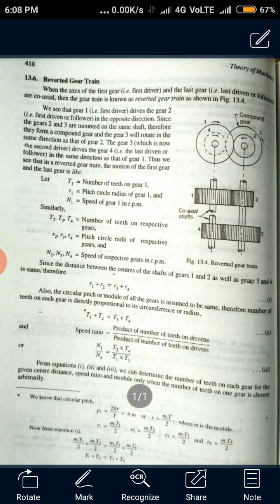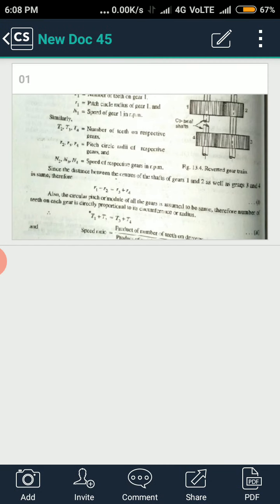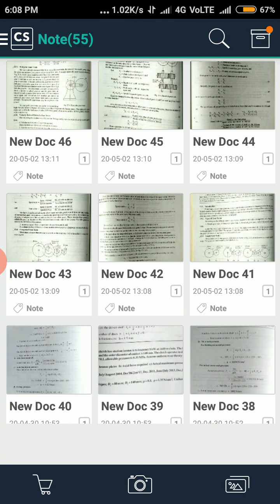So what you have to remember in this concept: the direction of the first gear is the same as the direction of the follower, that is one. Second thing, the axis of the shaft of gear 1, that is the driver, is coaxial with the shaft axis of the driven. So that means they are on the same line, they are parallel, or you can say they are coaxial, the axis is the same. Okay.